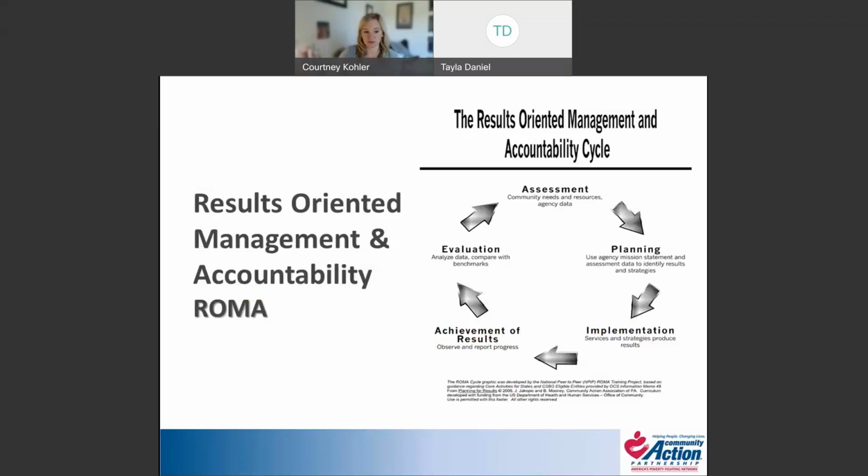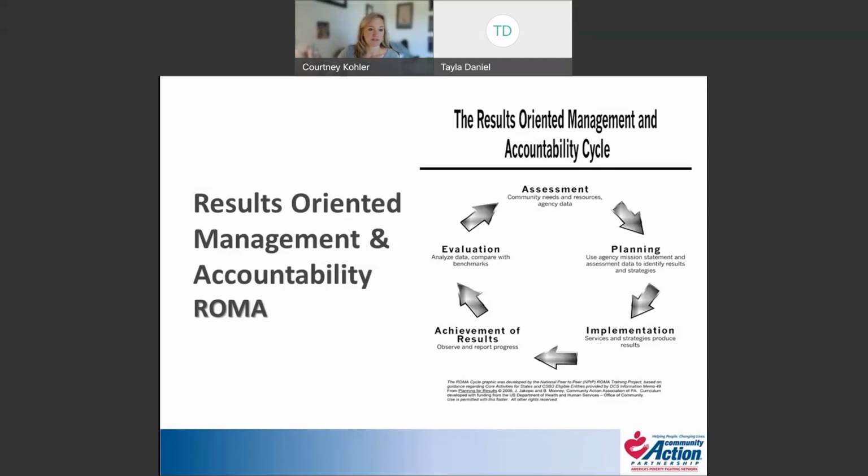Hopefully many of you have heard of this on the call. We've had maybe some training in it, but we do have additional training if you're wondering what ROMA is. But I think, especially over the last several years, ROMA training has become much more widely available and people know about ROMA. But this is the overall framework of it, going from assessment to planning, implementation, achievement of results, and evaluation. And there's data aspects to each part of this cycle.